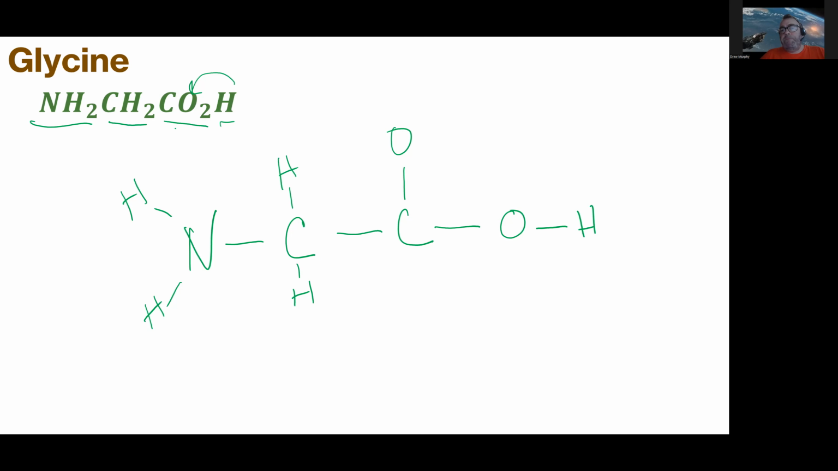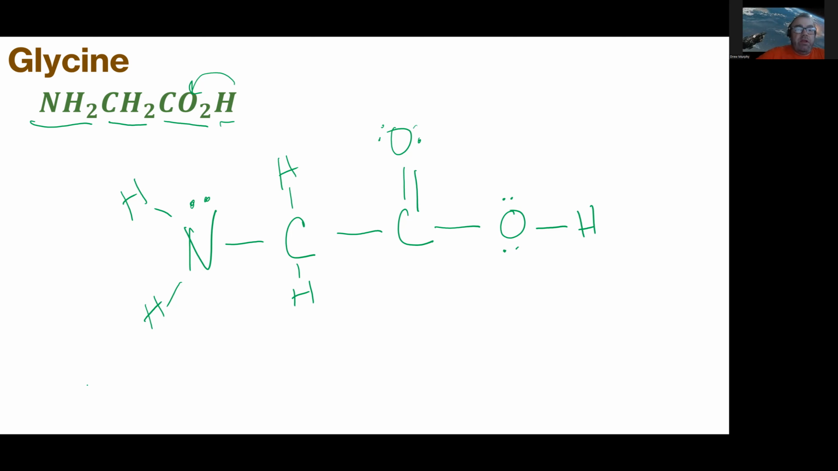Okay, then we're just giving everybody enough valence electrons to have 8, which means this oxygen gets 2 lone pairs, this guy gets double bonded, and 2 lone pairs. Nothing happens on the carbon. This nitrogen is short too, so we'll give it a lone pair. All right, this is what glycine looks like.